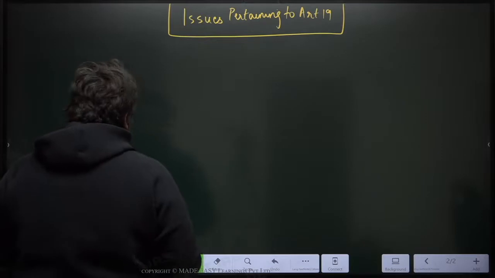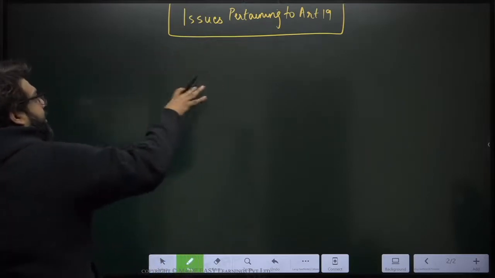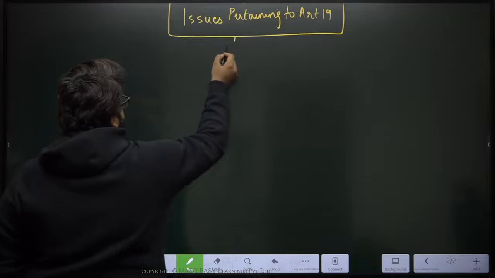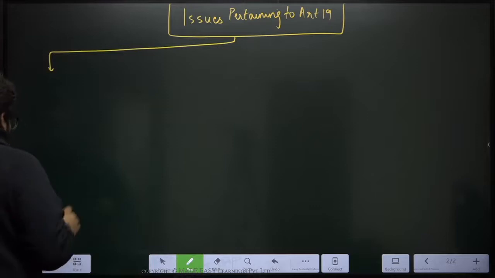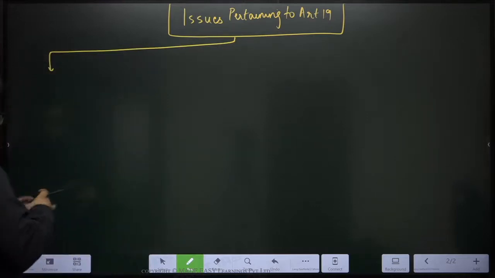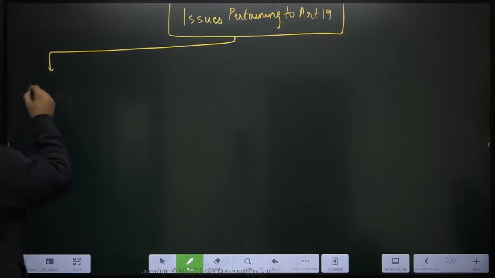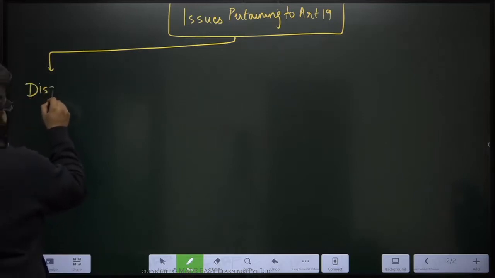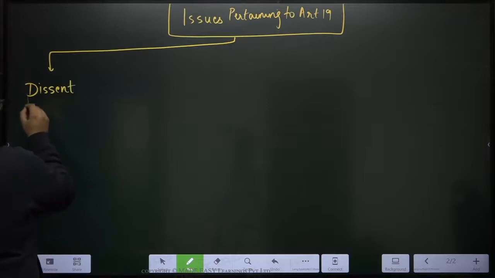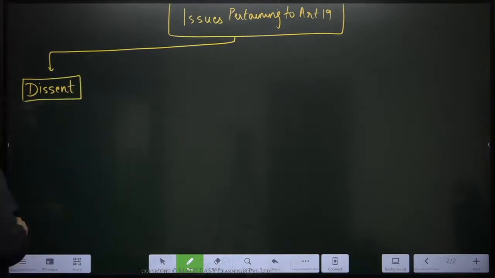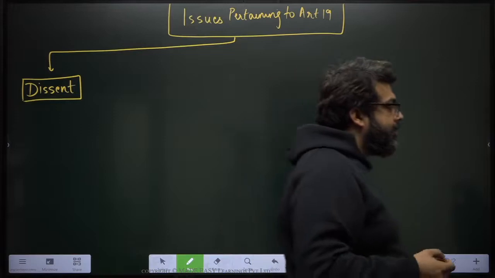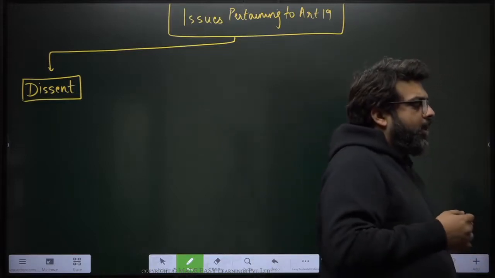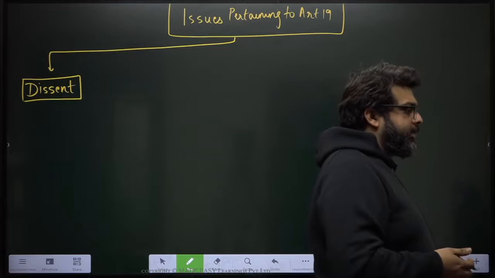So when we look at issues pertaining to Article 19, we look at it in a multiple set of frameworks. The first and the primary form is we look at issues from a dissent perspective, right? We look at issues from a dissent perspective. Now, your ability to disagree with the government, your ability to question the government and so on and so forth.